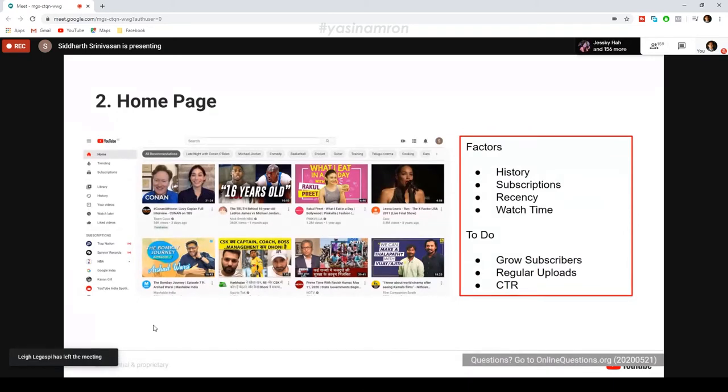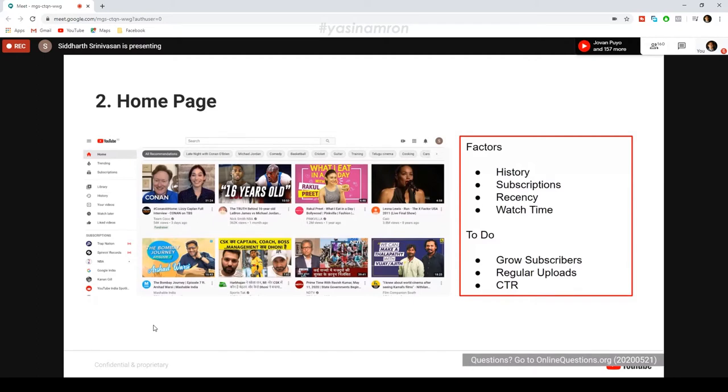Second, regular uploads, because they come very often on your home screen. I don't know if you've noticed this, but if you look at your homepage traffic in your traffic sources report, you often see that for a video it's in the first few days and then maybe not so much later. And the reason for that is the way this gets surfaced, right?